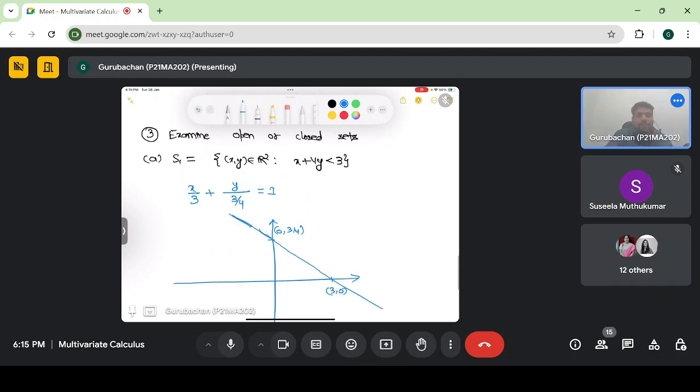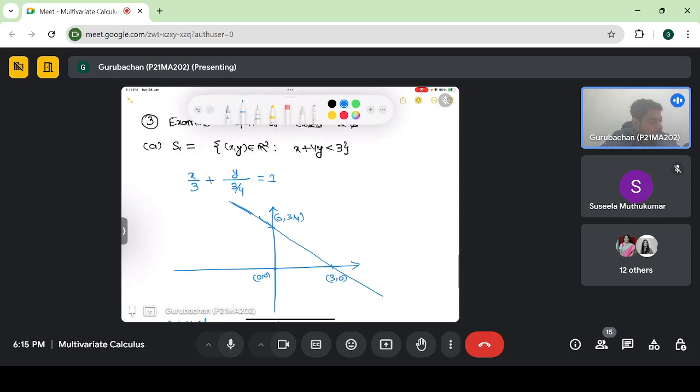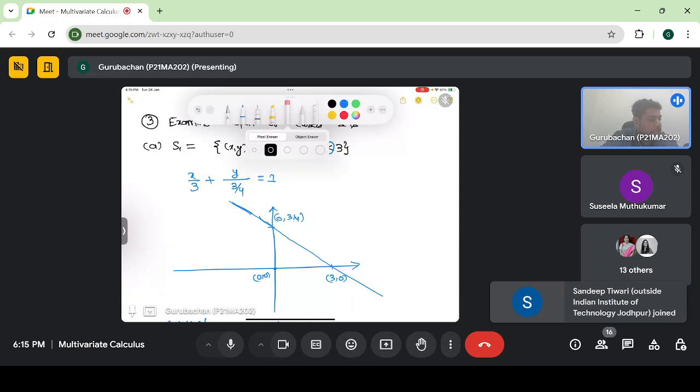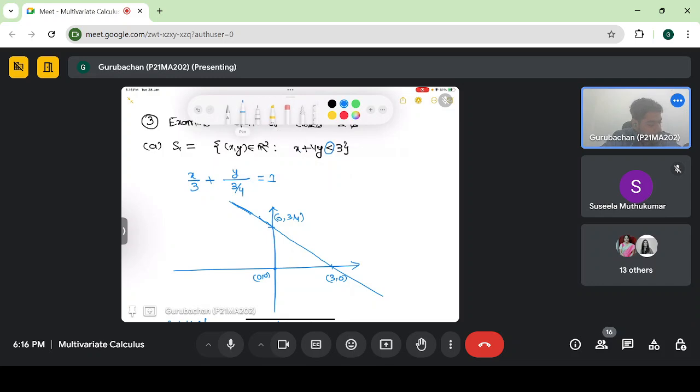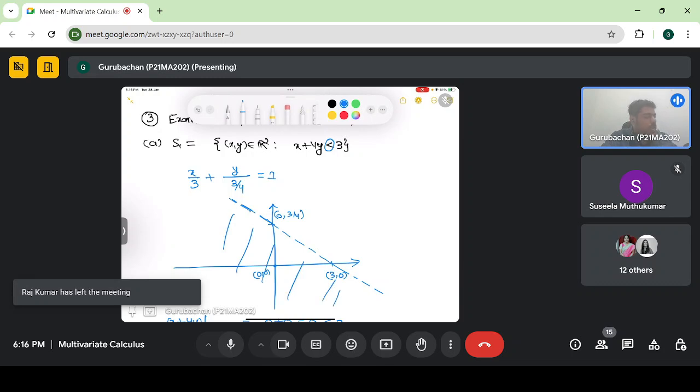Now we need to judge which region corresponds to x plus 4y less than 3, above the line or below. For that, we just put the origin into the equation. If we put x plus 4y at (0,0), it will be 0 plus 0, which is equal to 0, which is less than 3. That means the lower region of the line corresponds to the region S1. Moreover, since it is a strictly less than inequality, this line will not be included. So we simply make it dotted, to show that this line is not included, and the region will be this whole lower region.